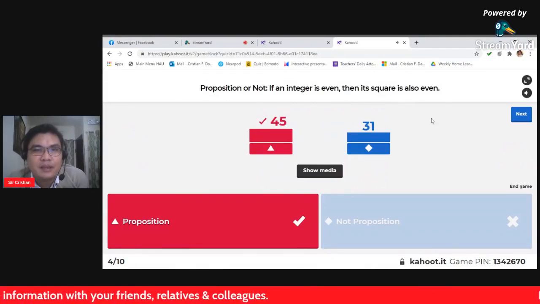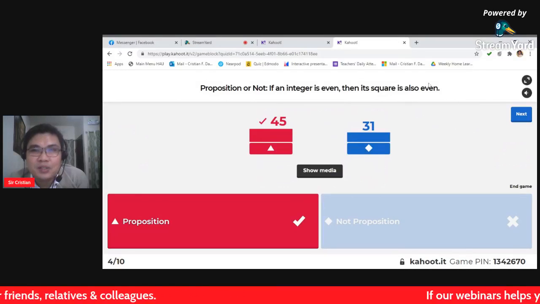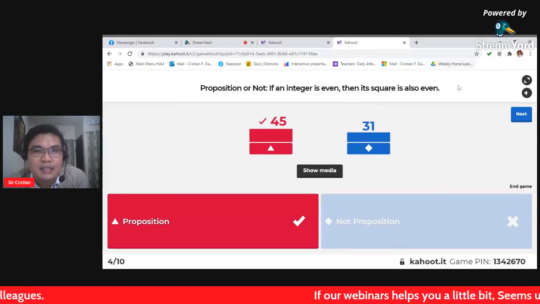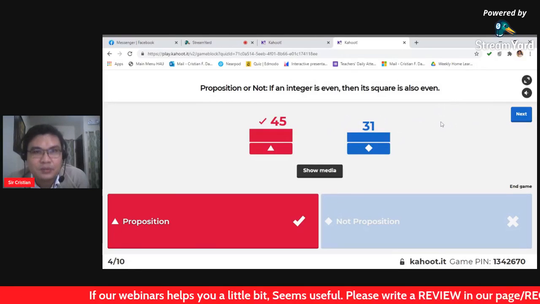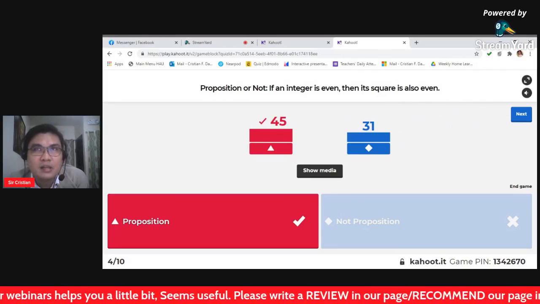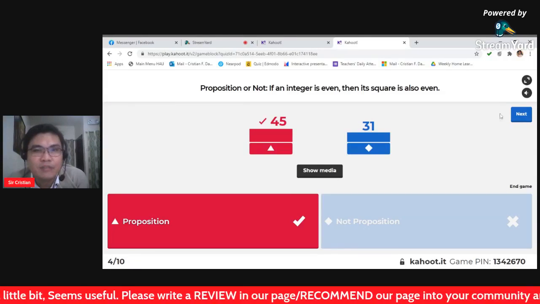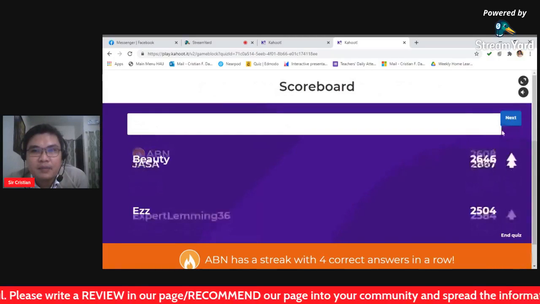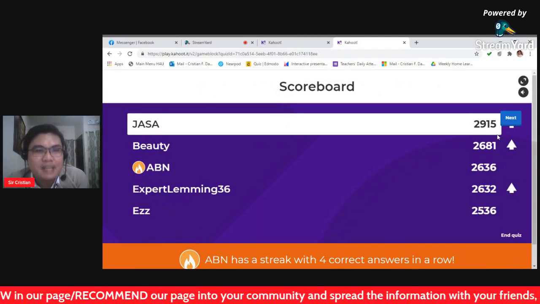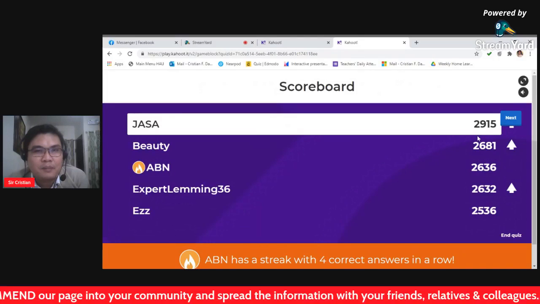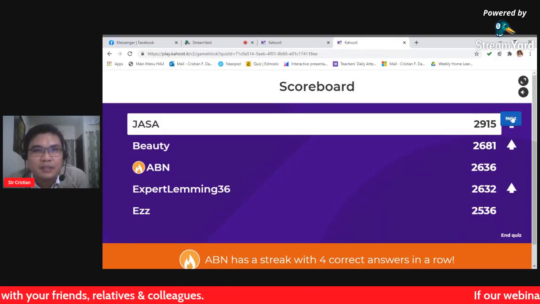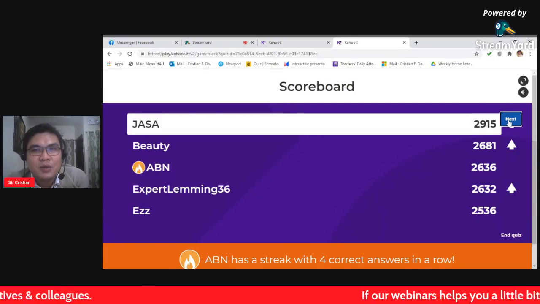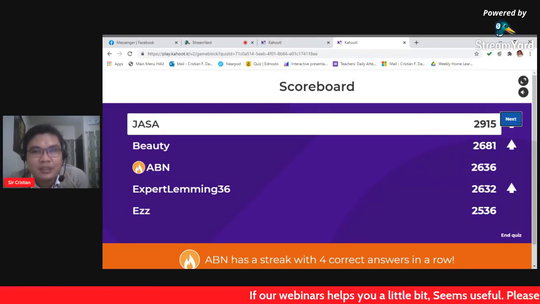Time's up. The given is a proposition because it is declarative and it has a truth value. The truth value is, of course, true, since the square of an even number is even. So 45 got it correctly, and this time the leader is Jasa. We have changing leaders on our scoreboard. The big question is who will finish first after the 10th question.